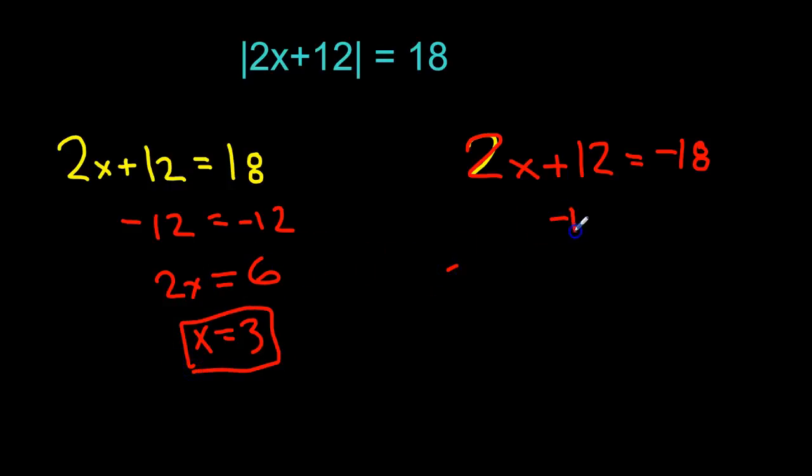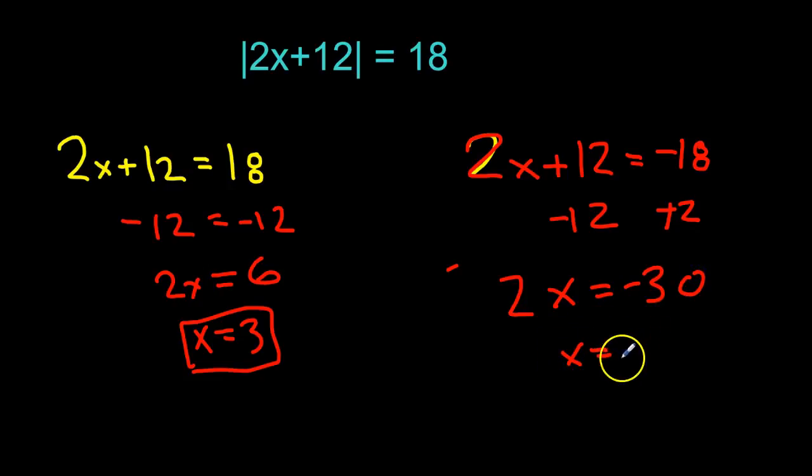And then over here we'll take away 12. Take away 12, that looks like a plus 2. It's all right, we know what it is. So we get 2x equals negative 30. Divide both sides by 2 and we get x equals negative 15.